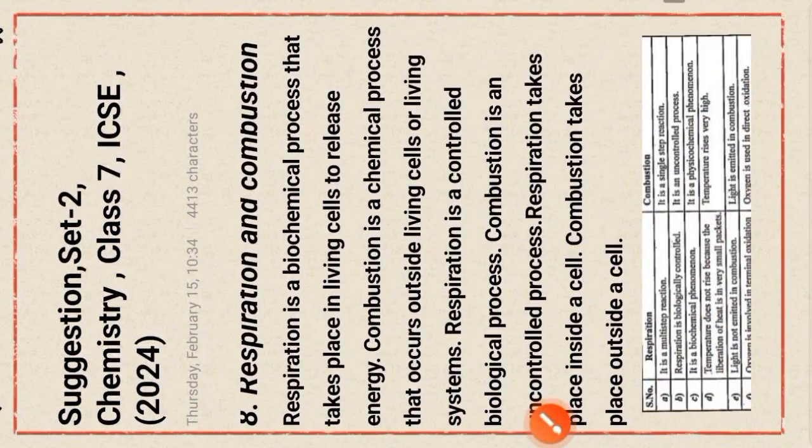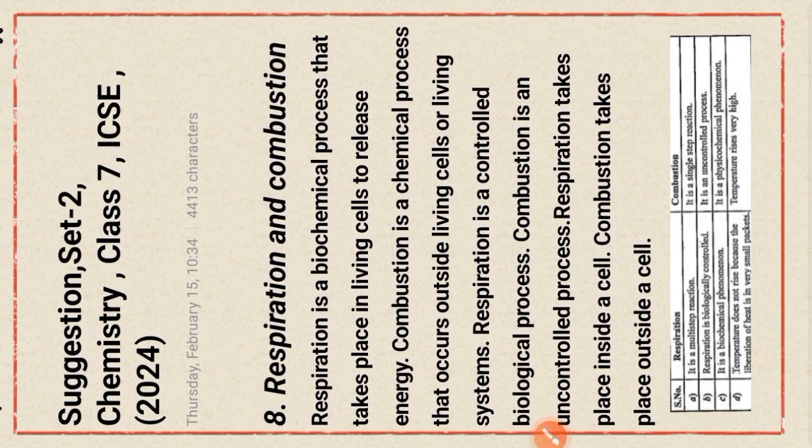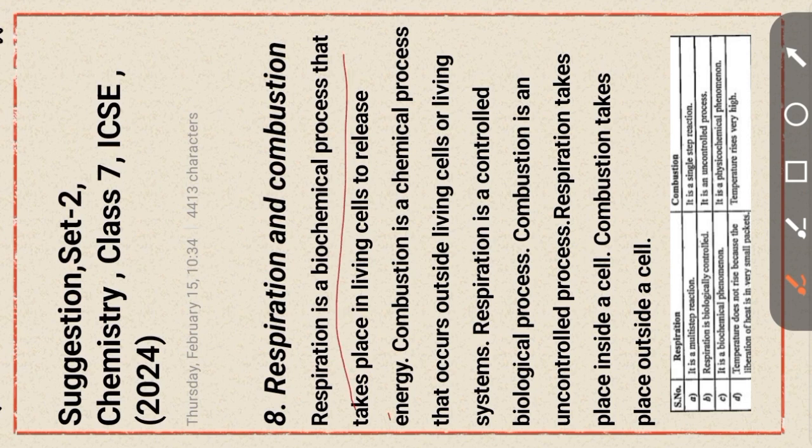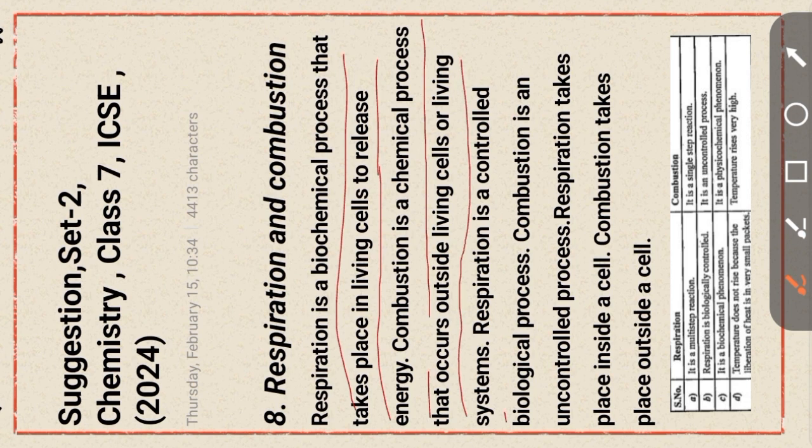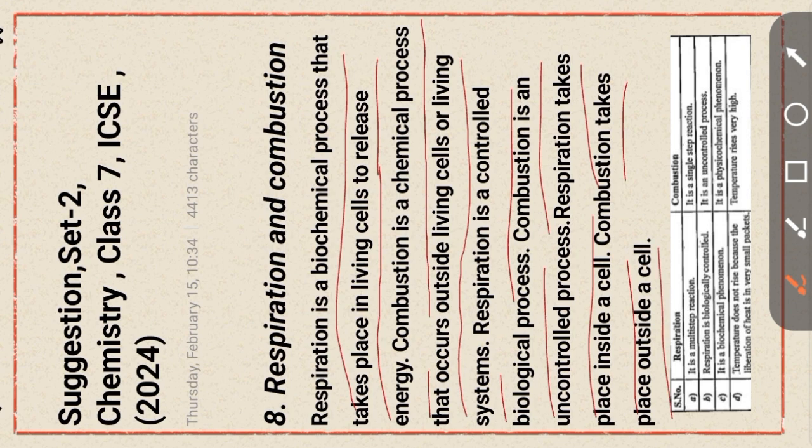Next, respiration and combustion. Respiration is the biological process that takes place in living cells to release energy. Combustion is the chemical process that occurs outside living cells or living systems. Respiration is a controlled biological process. Combustion is an uncontrolled process. Respiration takes place inside the cell. Combustion takes place outside the cell.